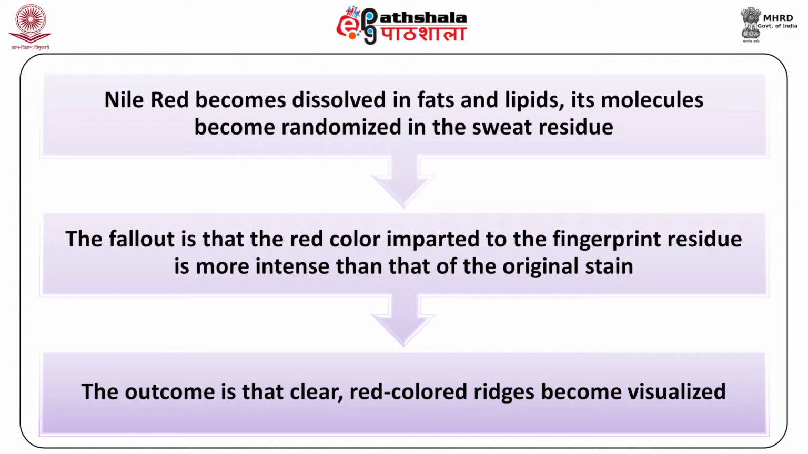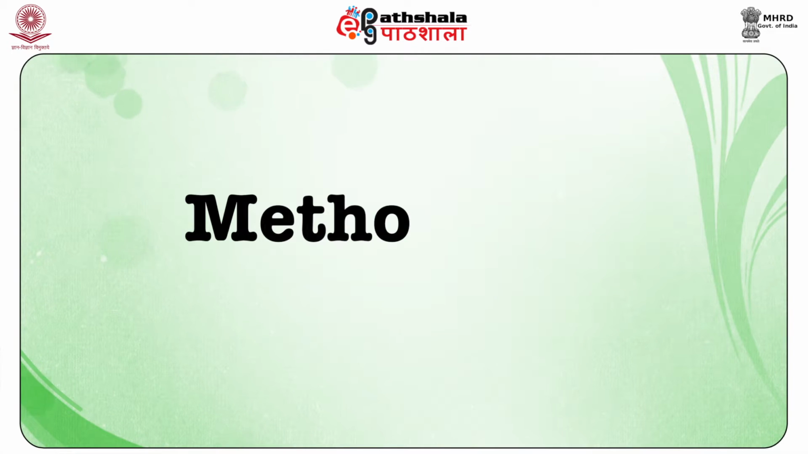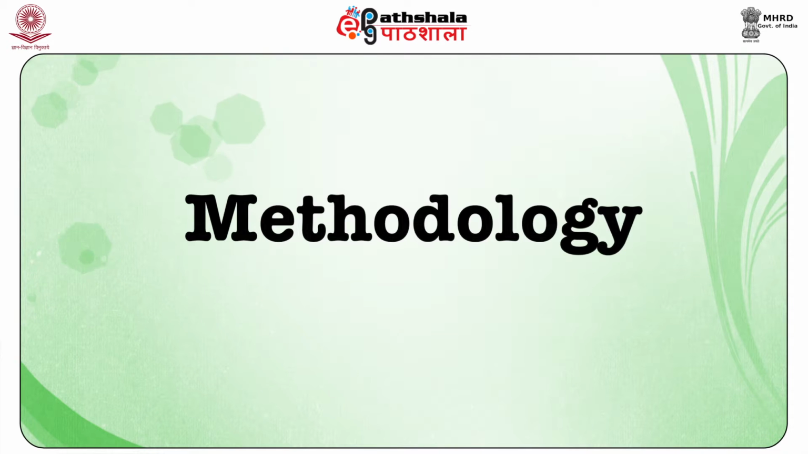When Nile Red becomes dissolved in fats and lipids, its molecules become randomized in the sweat residue, thereby increasing the entropy. The fallout is that the red color imparted to the fingerprint residue is more intense than that of the original stain. The outcome is that clear red colored ridges become visualized. Now let us discuss the methodology.